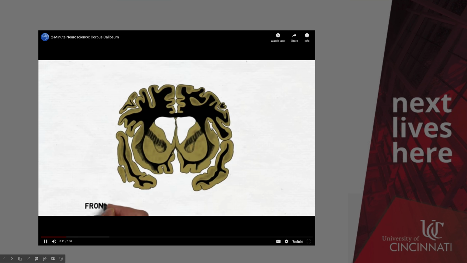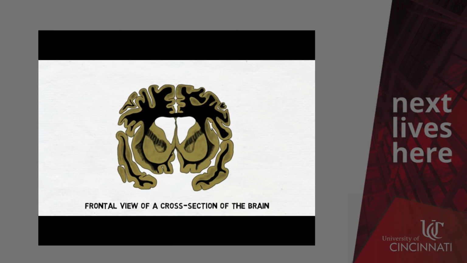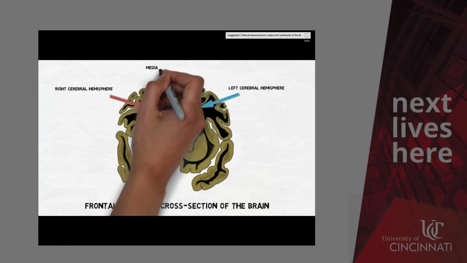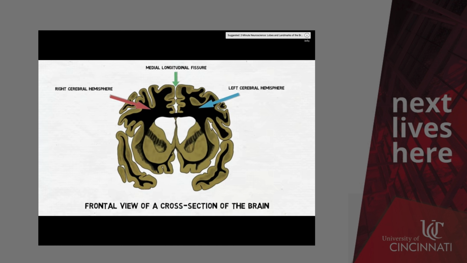To understand the role of the corpus callosum, it is first important to remember that the brain is divided into two cerebral hemispheres, right and left, separated from one another by a long groove called the medial longitudinal fissure. These two hemispheres are nearly mirror images of one another, but they do not function independently, and communication between the cerebral hemispheres is important for healthy brain function.